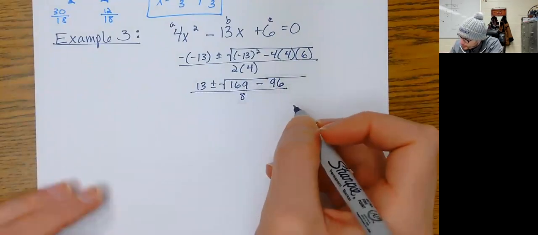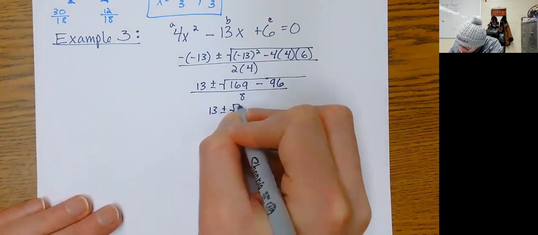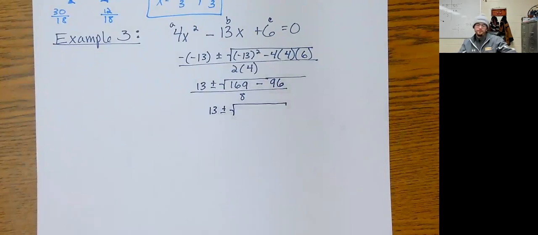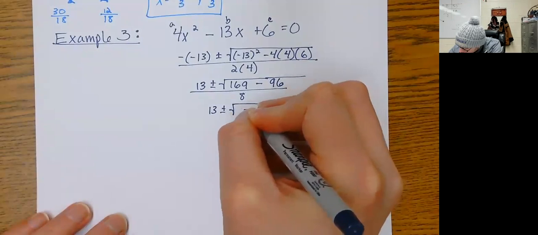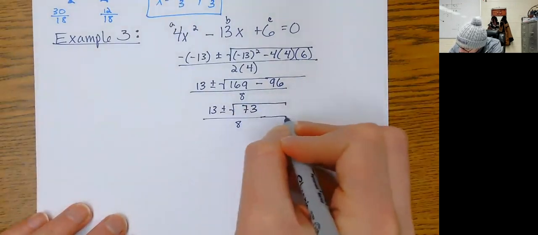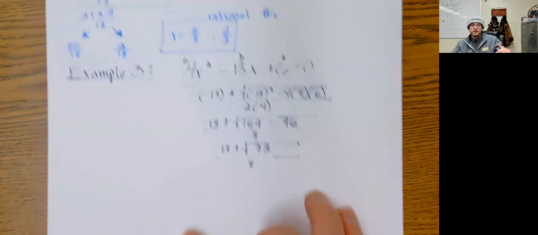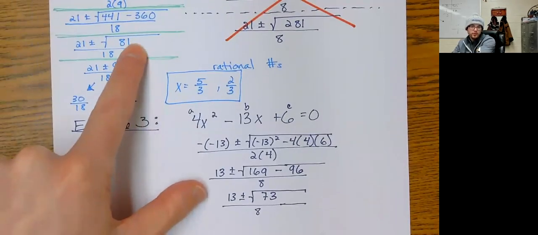All right, so we got 96. Now we're going to have 13 plus or minus. We're going to simplify the inside of this square root. I'm not going to try and do that in my head. I'll mess up probably. So minus 169. We get negative 73, not negative, positive 73 over 8. So running into an issue here. Before, when we got to here, oh, what's the square root of 81? It's 9.